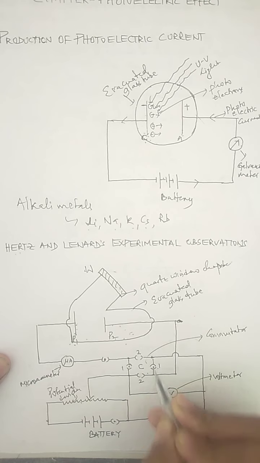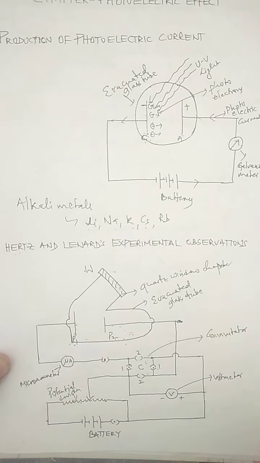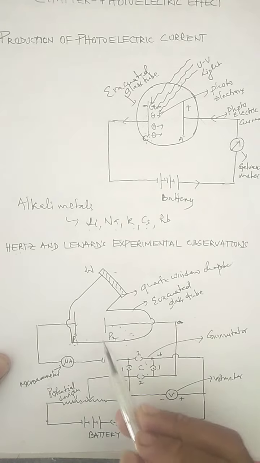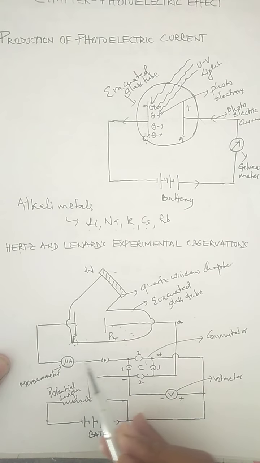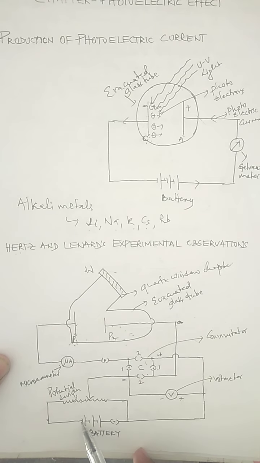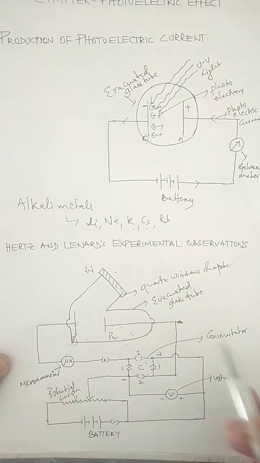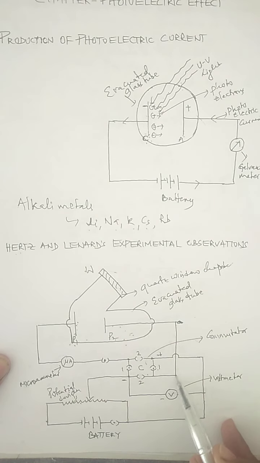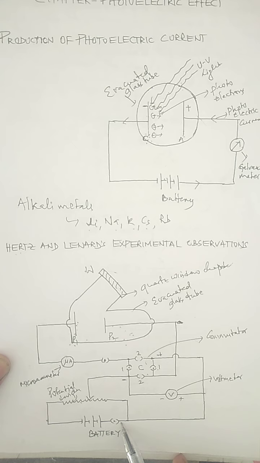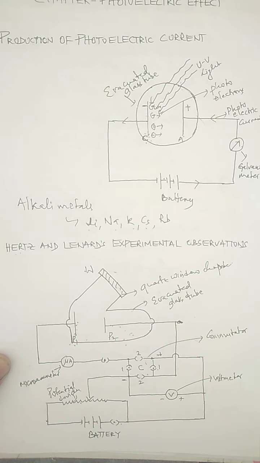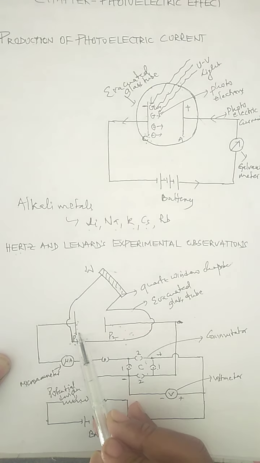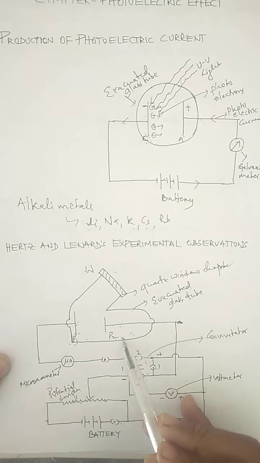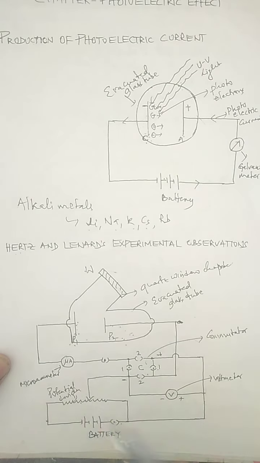So if we insert the plug at 1 of this commutator, this plate P1 you can see is connected to the negative terminal of the battery. So this plate acts as a negative plate, and this plate P2, which is connected to the positive terminal of the battery, also acts as what? Positive plate. That means when you insert the plug on 1 of the commutator, you can make plate P1 a negative plate and P2 a positive plate. And you know negative plate is a cathode and positive plate is an anode.